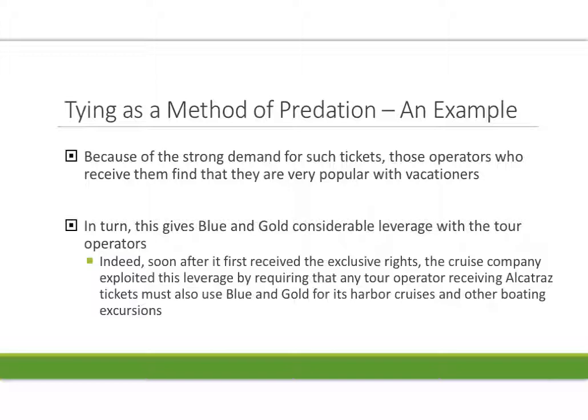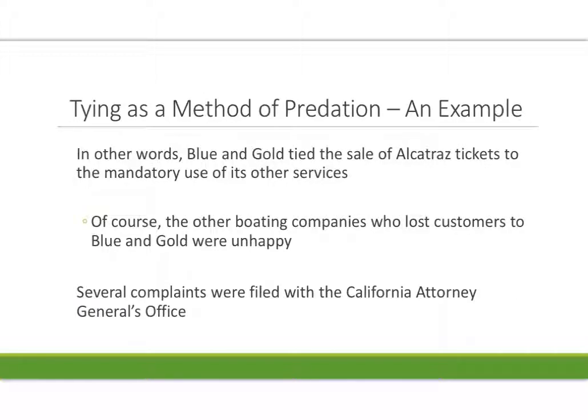So if the people wanted to do a tour of the bay, it had to be through Blue and Gold. If they wanted to maybe do an ocean cruise, whatever it happened to be, if Blue and Gold offered the service, they had to use them if they wanted Alcatraz tickets. So they tied the ability to get the Alcatraz tickets to using them for all of these other things, which you can sort of see starts looking a lot more anti-competitive than just a pricing scheme.